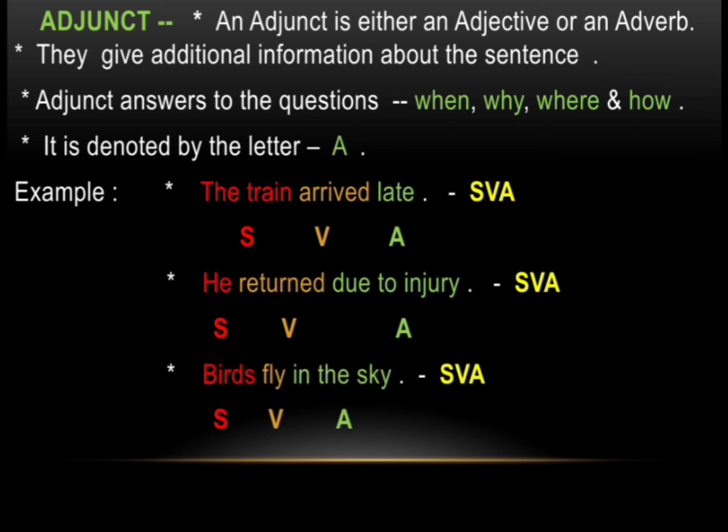Birds fly in the sky. Birds is the subject, fly is the verb. Where does it fly? In the sky. So it is an adjunct, and the pattern is SVA. We travelled by bus. We is the subject, travelled is the verb. How did you travel? By bus. So the pattern is SVA. Now let us look at a few more examples.